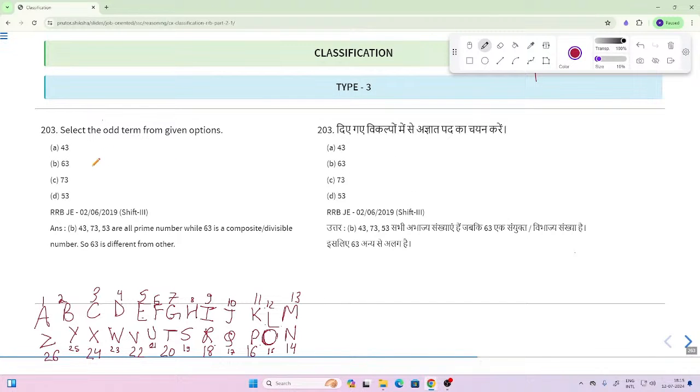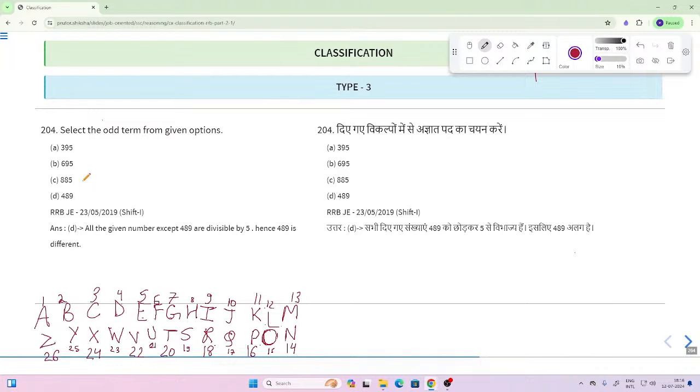Select the odd term from the following. 43, 63, 73, 53. 43, 73, 53 are all prime numbers, whereas 63 is divisible. Hence, is divisible by 3, for example. 3, 2, 3, 7, 6. So that's the answer. B is the odd one out, 63.